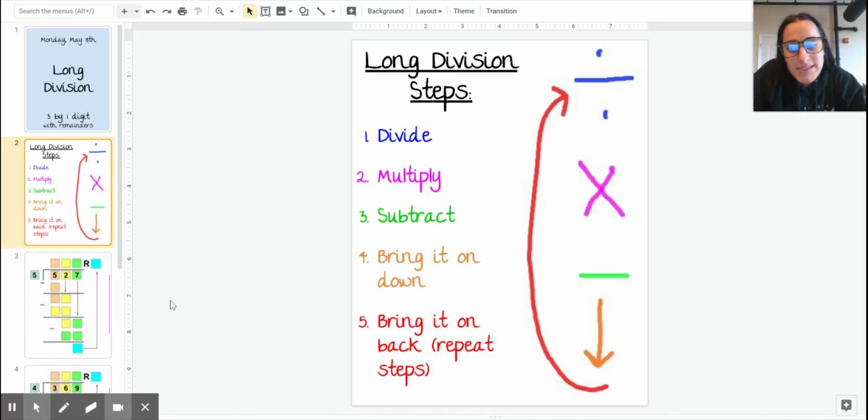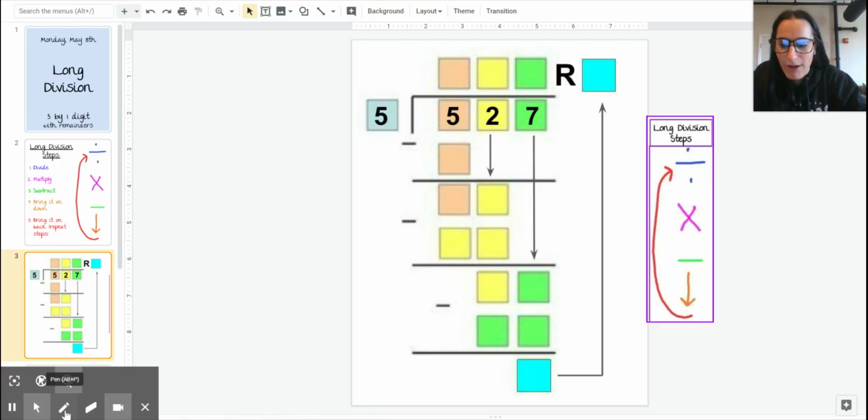So remember, I always sing those steps in my head to help remind me of which step I need to do when solving a long division problem. So let's take a look at our first example. So first up, we are going to be solving 527 divided by 5.